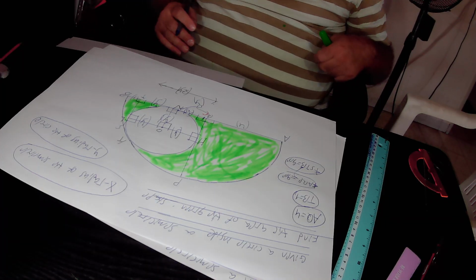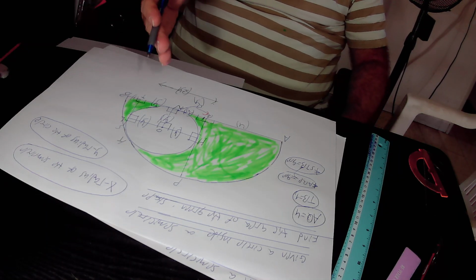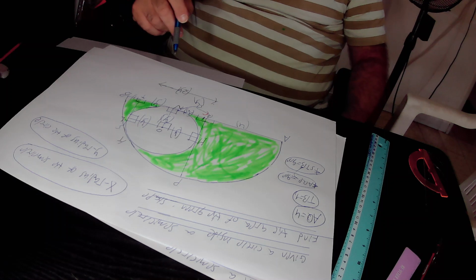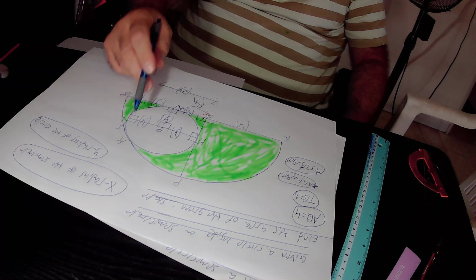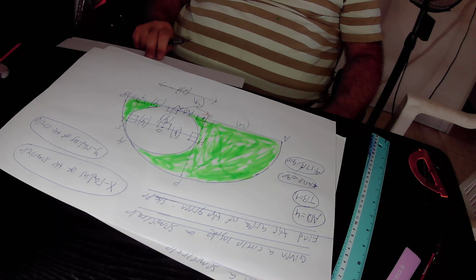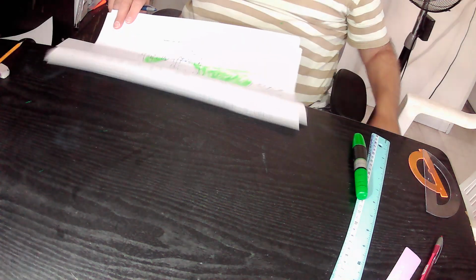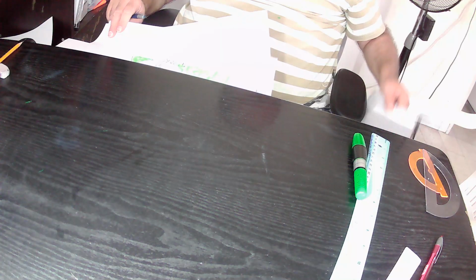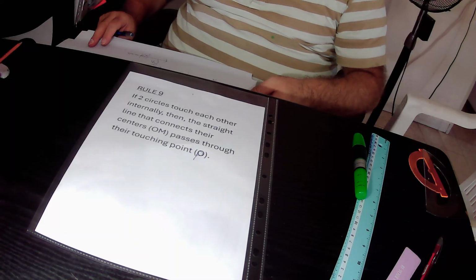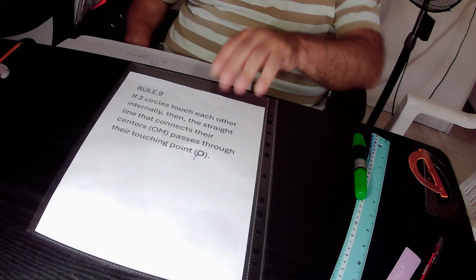Here we can implement rule 9, because in the drawing we have an internal touch between the small circle and the big semicircle, that is to say they touch each other internally at this point K. We can implement rule 9 here. So let me repeat it quickly. According to rule 9, if two circles touch each other internally, then the straight line that connects the centers passes through their touching point.